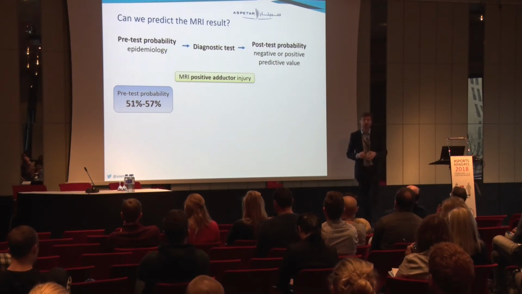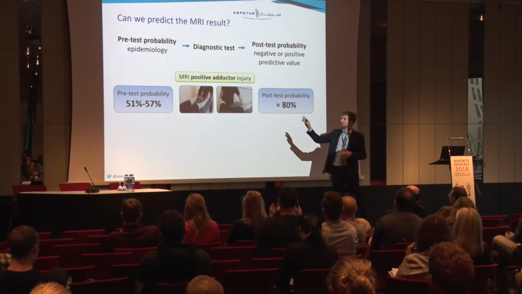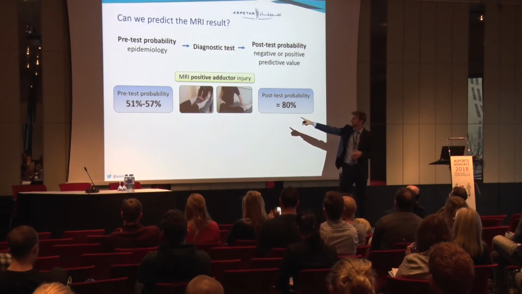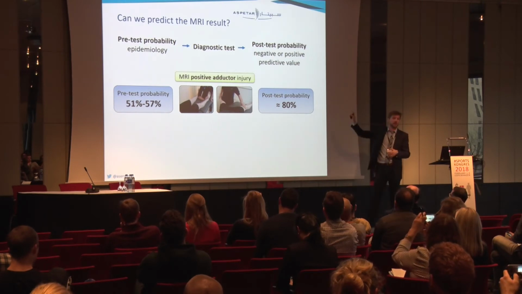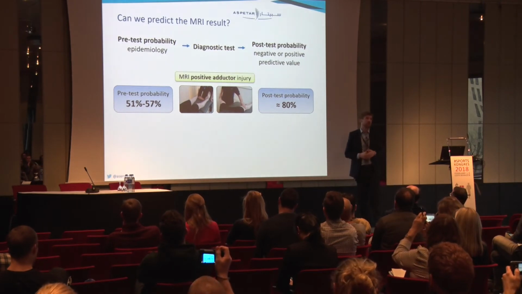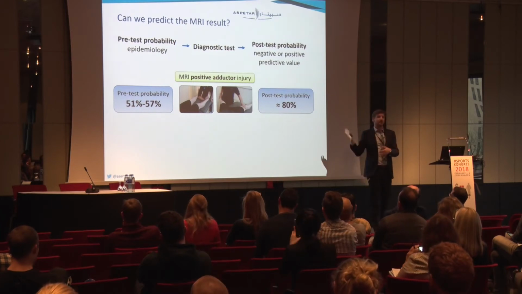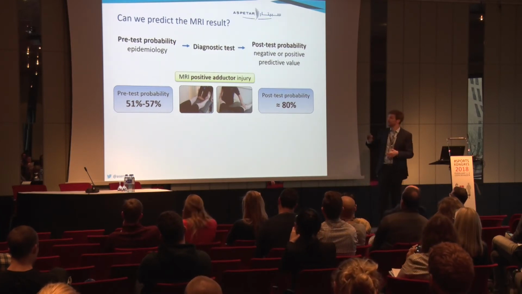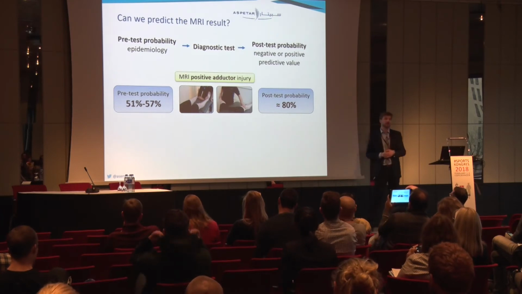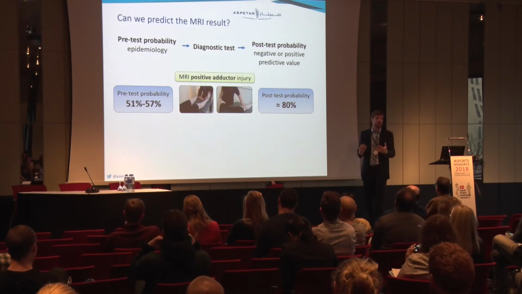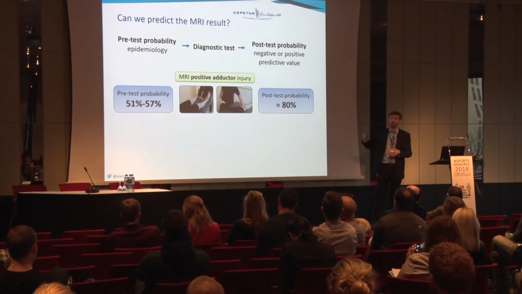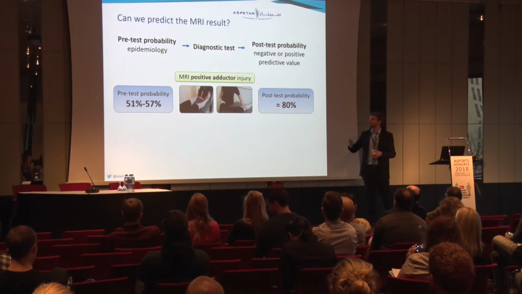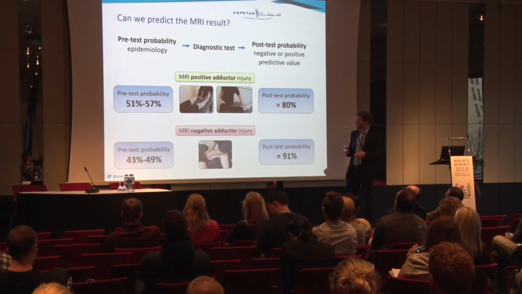Then we looked at our different adductor tests, and we found that if you just do a simple adductor squeeze, a resisted adduction in outer range, or an adductor stretch, we increase that the best, and we get a post-test probability of about 80%. So when an individual test is positive, you have about an 80% chance of a positive MRI. We can't be 100% certain, but we're pretty confident that we're improving our accuracy.